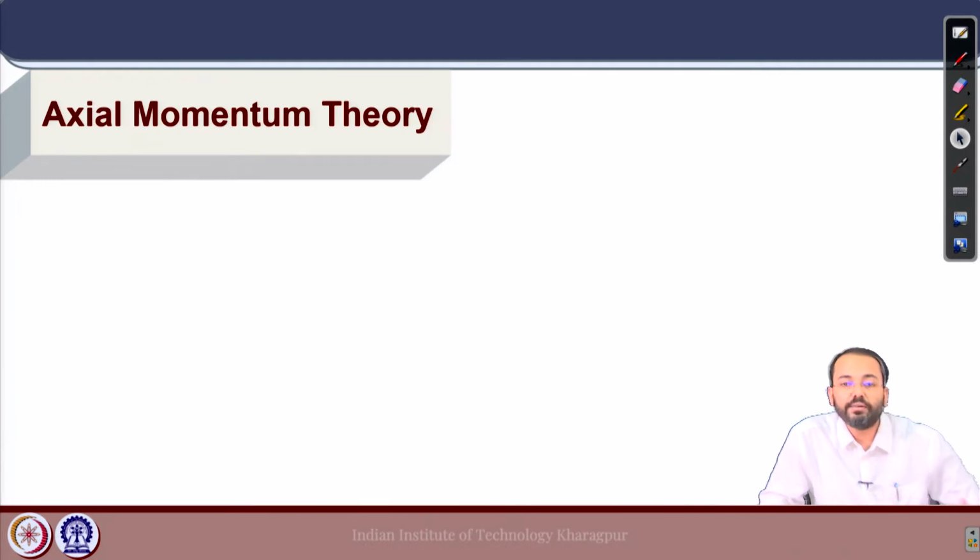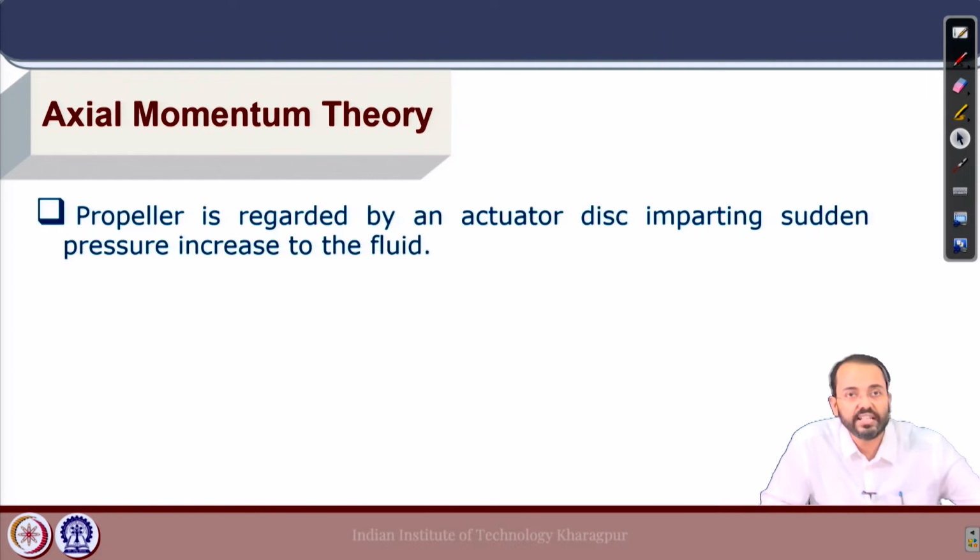For axial momentum theory, there are some basic assumptions that we make, and it is very important to understand these assumptions based on which the theory is established. The first assumption is that the propeller is regarded as an actuator disc. In this particular theory, we do not have the propeller as such. Instead, we have an actuator disc which imparts a sudden pressure jump and increases the pressure of the fluid, and in that way it generates thrust.